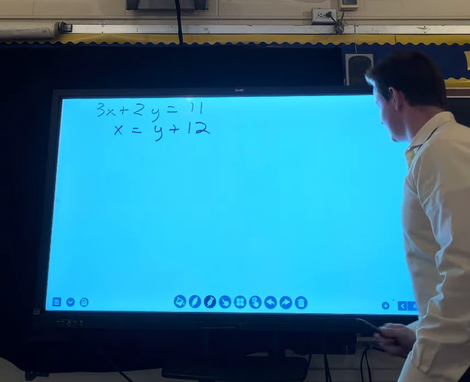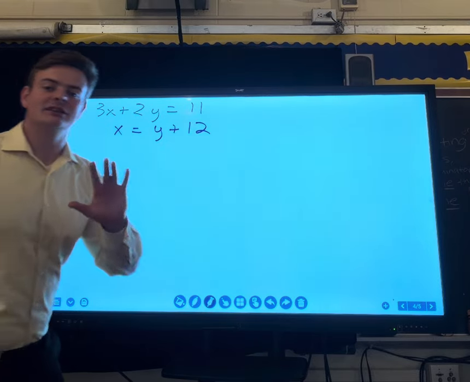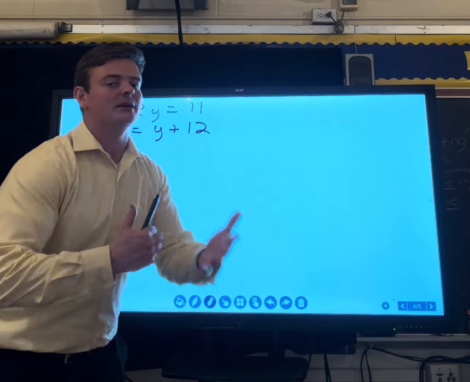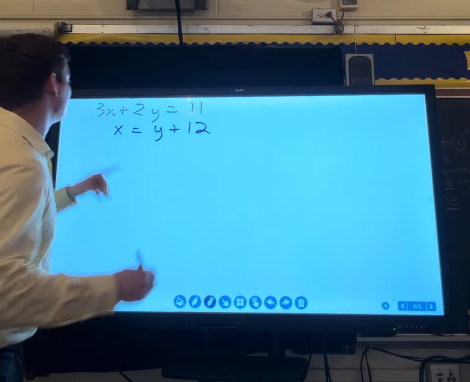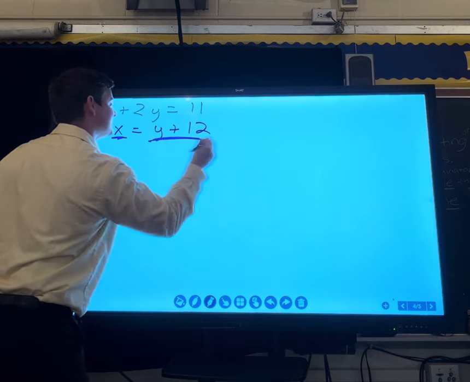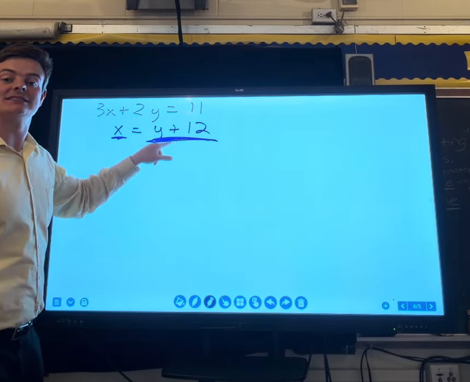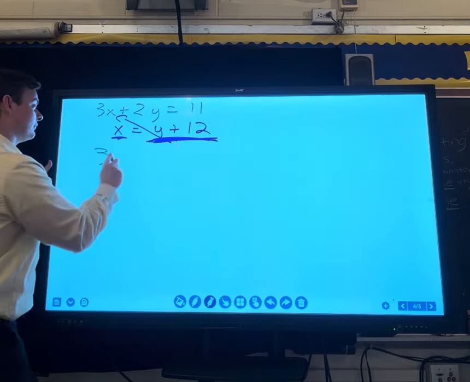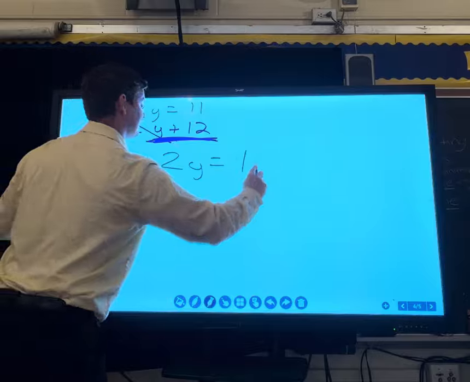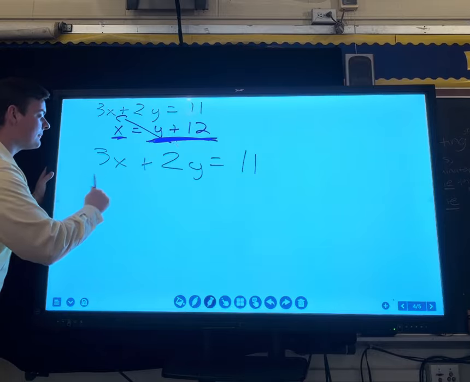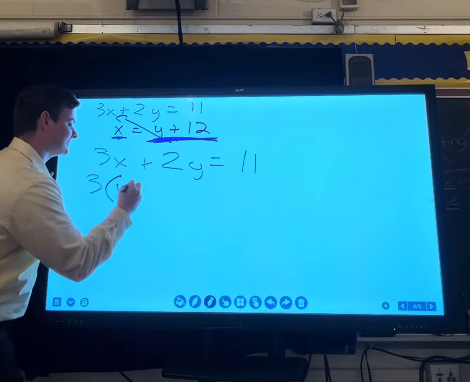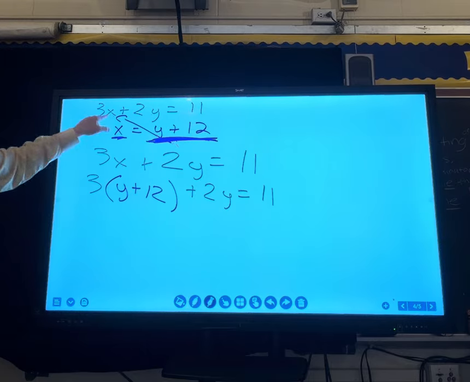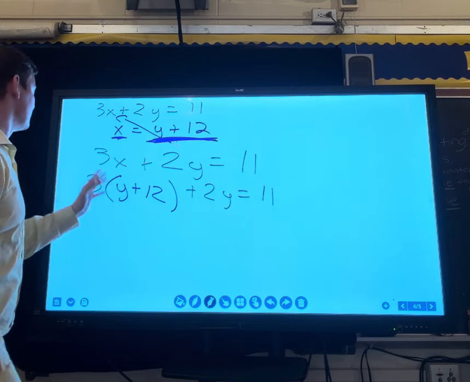Cool. One last one. This one is a trickier one because this top one is 3x plus 2y equals 11. It doesn't give me what x or y is by itself, but the bottom one does. It tells me x is this. And if it tells me x is that, I can put this in place of that x. So my original equation is 3x plus 2y is 11. But now I'm going to almost erase that x and put y plus 12 in its place. And the benefit of doing that is now I have an equation with only y's.